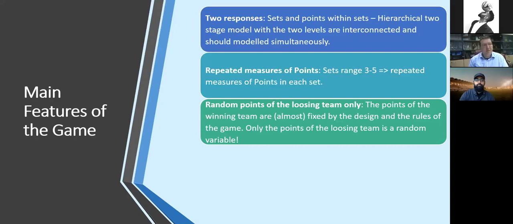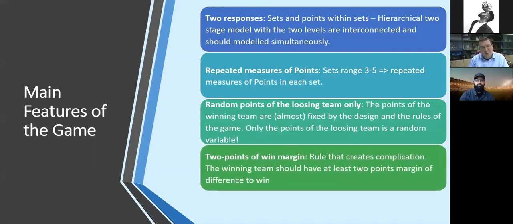Why? Because let's assume the simplified scenario that the margin of 2 points is not needed. Then of the points of the 2 teams, one of the 2 is always fixed, and this is the number of points of the winning team. The number of points of the winning team will always be equal to 25 or 15, based on which set you are in, and the only random variable is the points of the losing team. So this is very interesting because in all other sports we have 2 random variables. Here we actually have 1 because one of the 2 we know. Not only that, we have this margin of 2 points that we need to take into consideration.